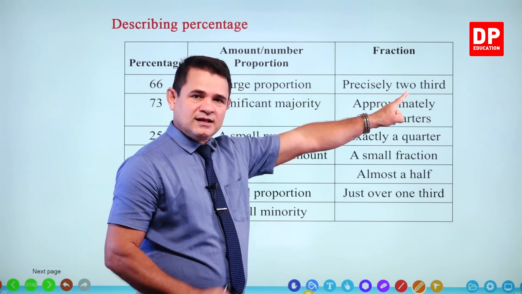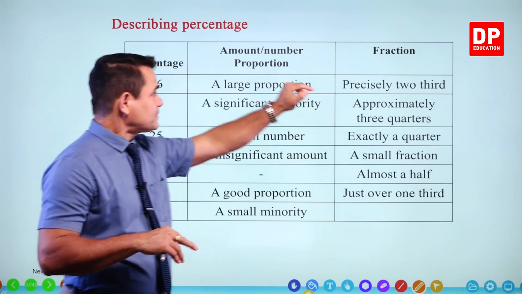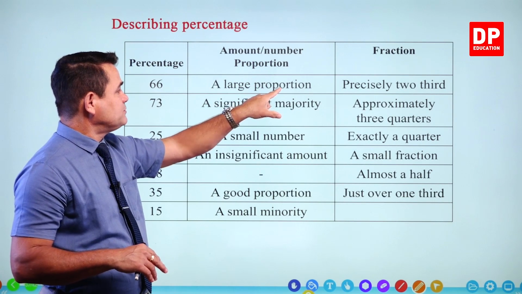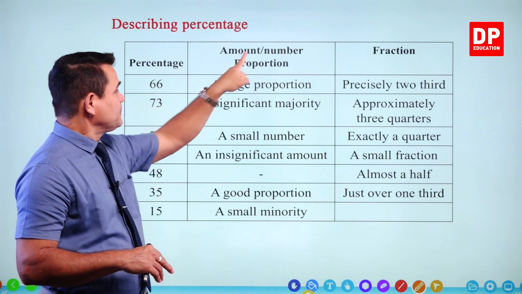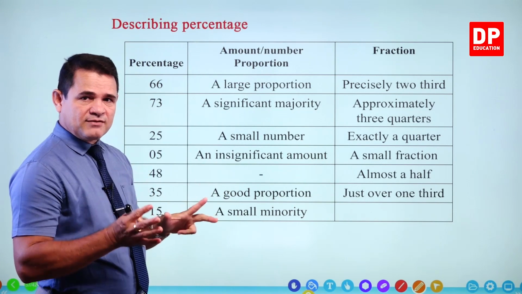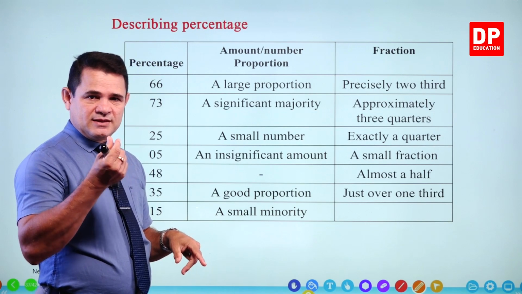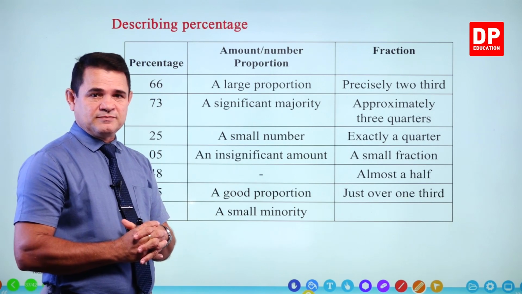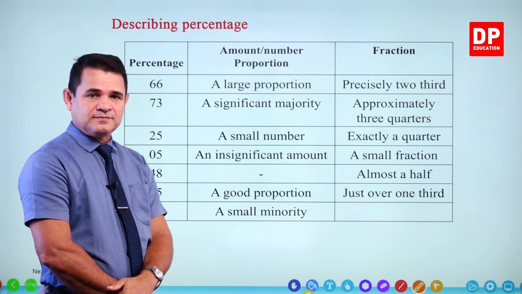As a fraction you can tell it this way, and as a percentage, a large percentage, 66%. And as an amount, not giving the exact number, you can say a large proportion. So you can use any of these ways.